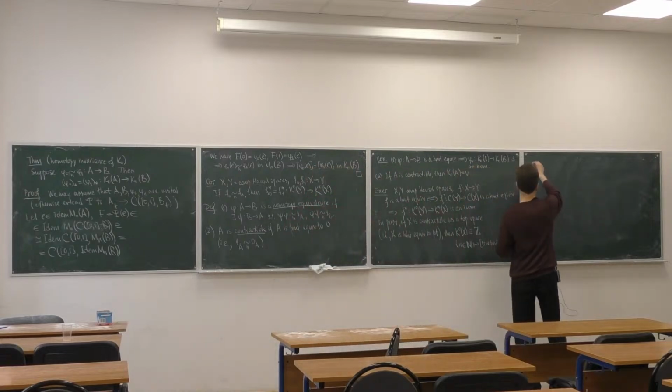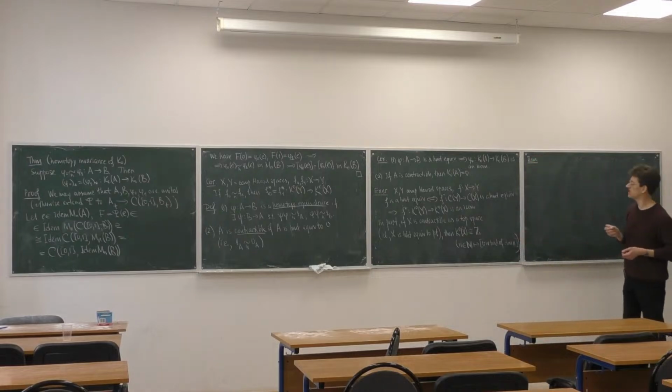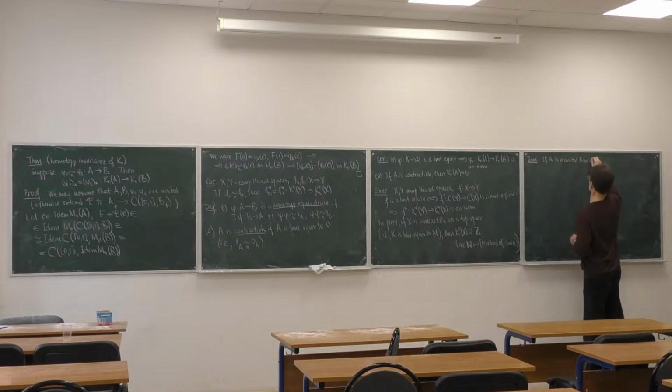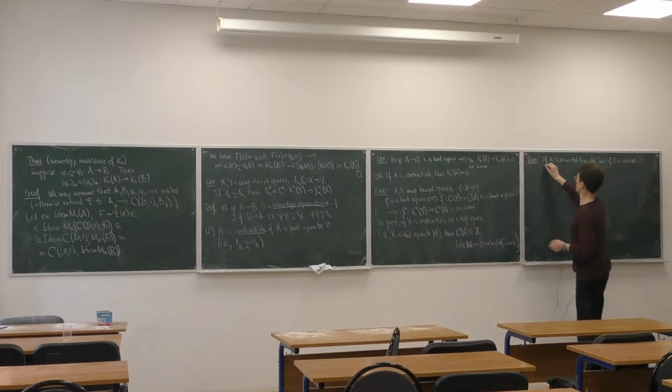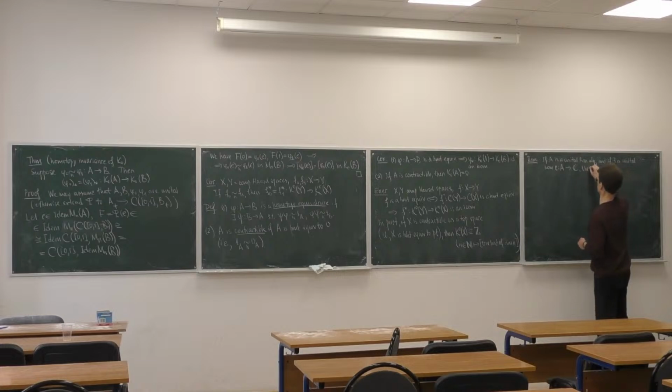In fact, let's do the following little remark. If A is a unital Banach algebra, and if there exists a unital homomorphism from A to the complex numbers, then A is not contractible as a Banach algebra.